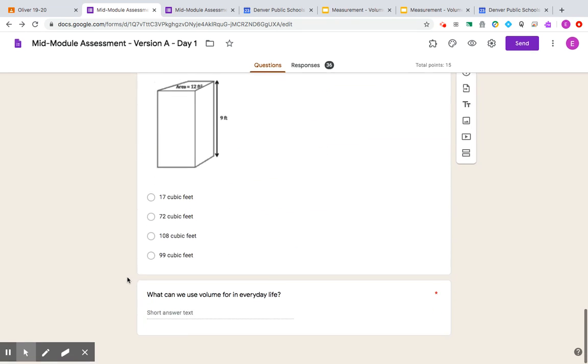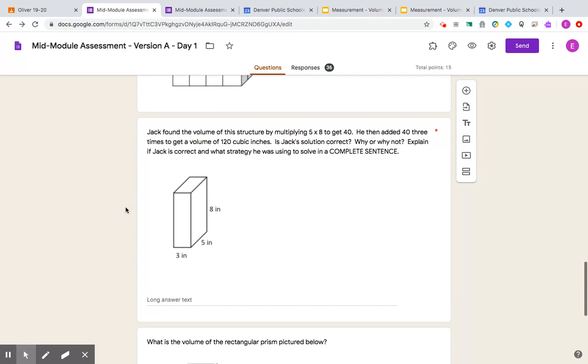Another thing I want to point out was reading the directions all the way. This question did not ask you what is the volume of this rectangle. This question asked you, did Jack find the correct volume? Why or why not? Explain if Jack was correct and what strategy he was using to solve. So in this instance, he did 5 times 8 to get 40, and then he added 3 times.